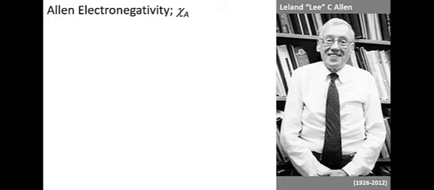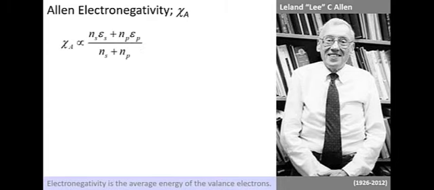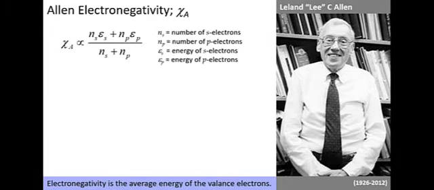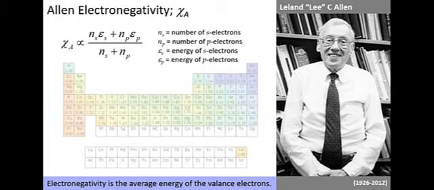What he said was that electronegativity was simply the average energy of the valence electron in an atom. Those with the least amount of energy are the easiest to remove, and those with the most energy are held most securely and are the hardest to remove. His formula is a sum of the energies for the s and p electrons divided by the number of s and p electrons, so the average energy.